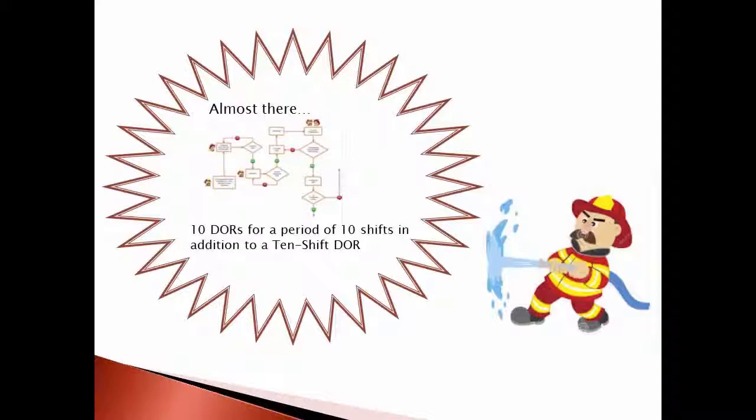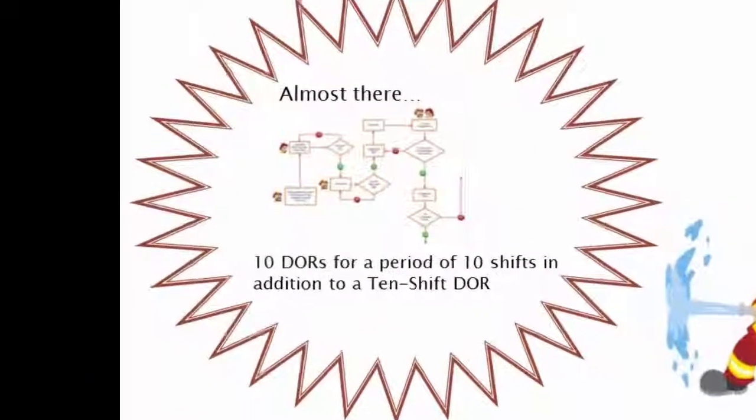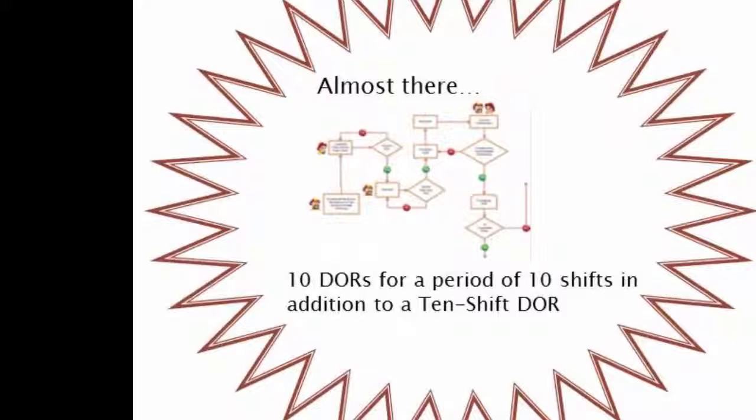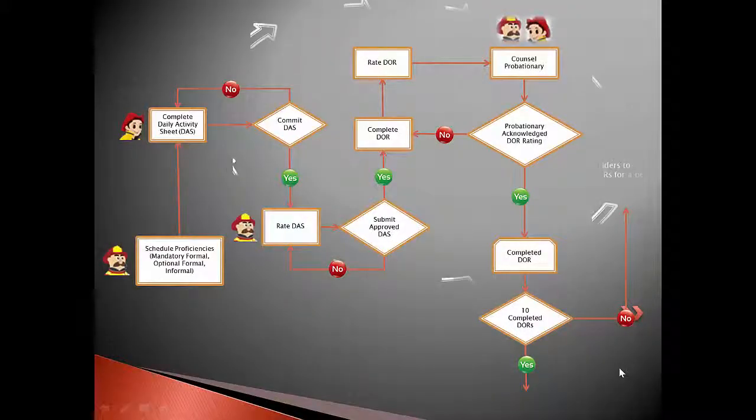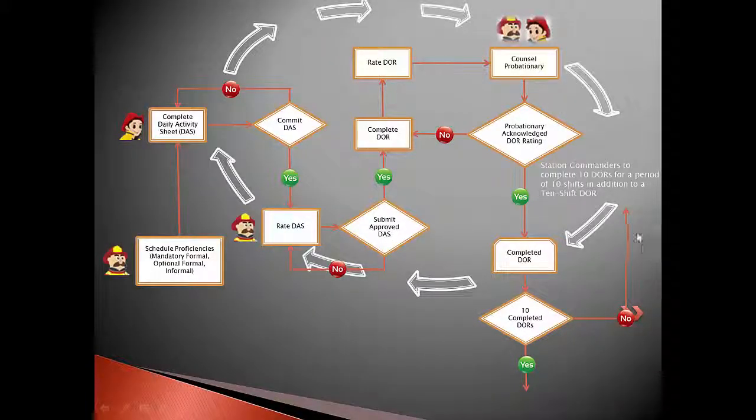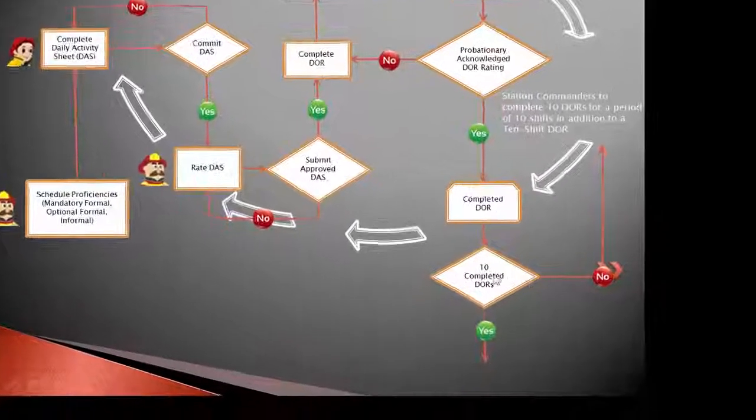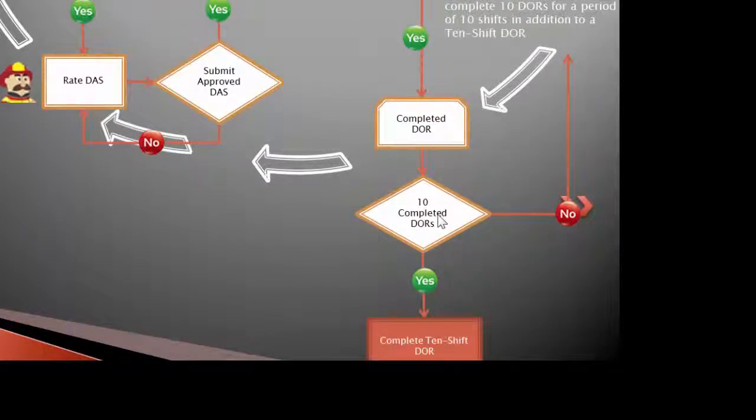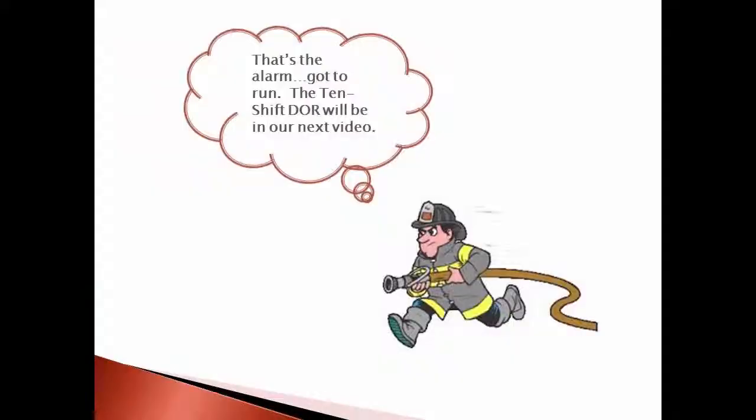We're almost there. Remember this diagram? Here's the section you need to see again. This cycle will repeat until the station commander completes 10 DORs for a period of 10 shifts. Once 10 DORs have been completed by the station commander, you will complete a 10-shift DOR. That's the alarm. Gotta run. The 10-shift DOR will be in our next video.